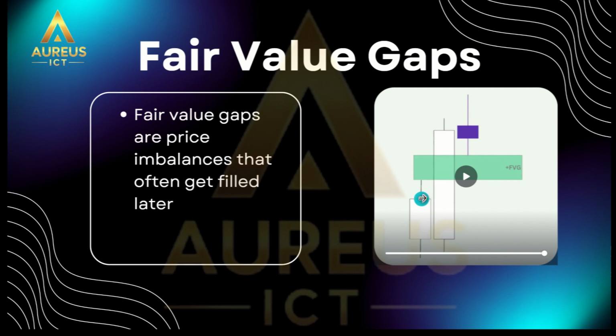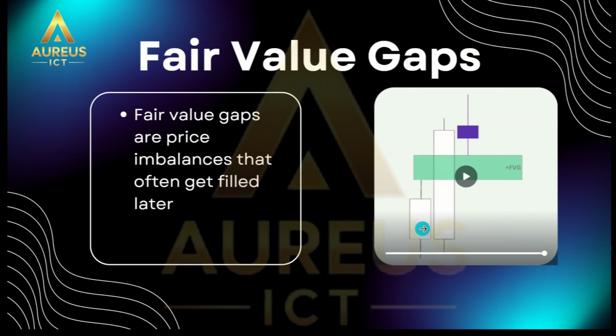As you can see, this candle was pushing higher, and then this candle was also pushing higher, and then this candle couldn't even fill this gap, and price continued to shoot higher. So this is a fair value gap.